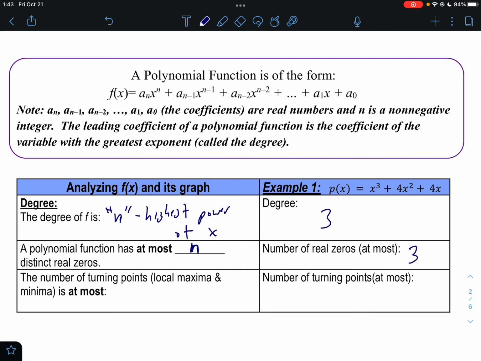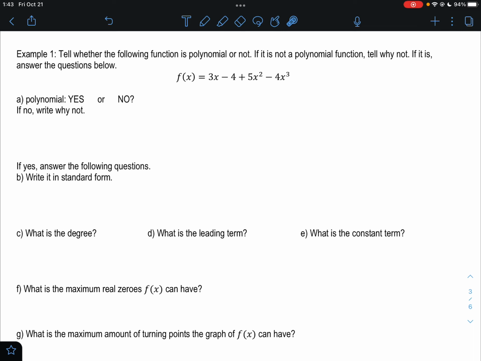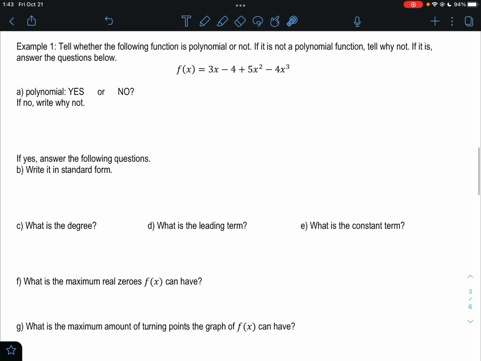The number of turning points on a graph, so we call those local maxes or local mins, is going to be n minus 1. Okay? So in this case, it'd be 3 minus 1, which is 2. So we're not actually graphing today, but when we start doing our graph soon, you'll see that this graph will have at most 2 points where it turns and goes the other way. Okay? So let's take a look at a couple of these and see some good information about each one.